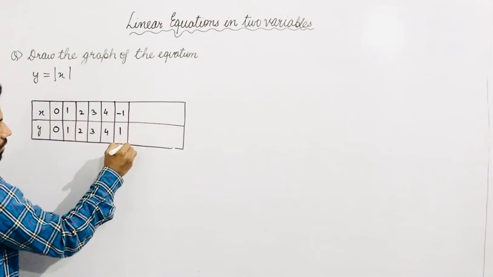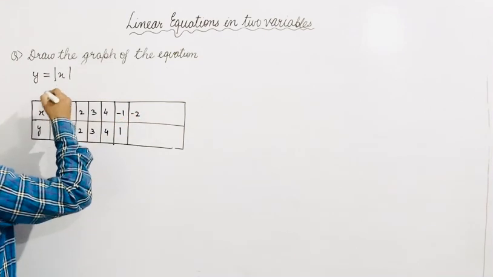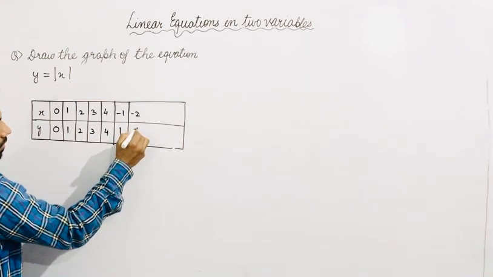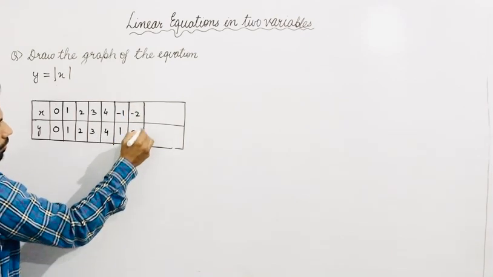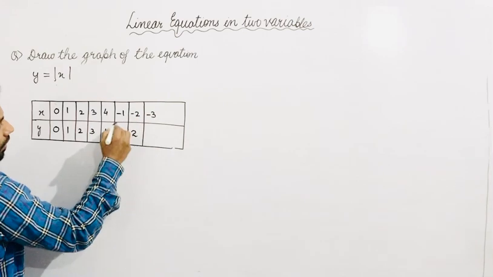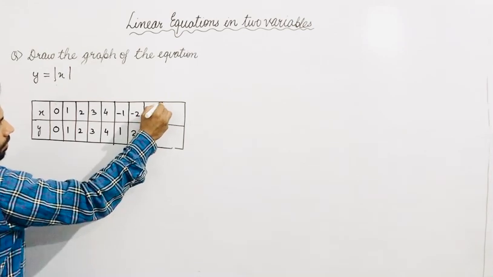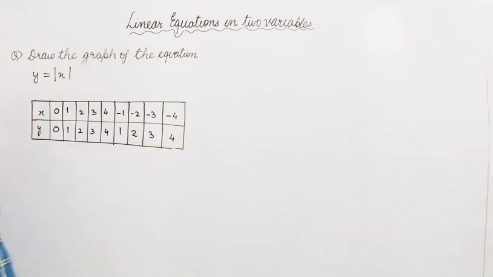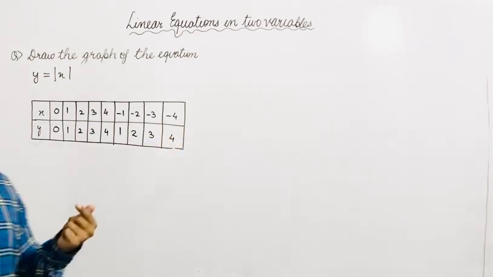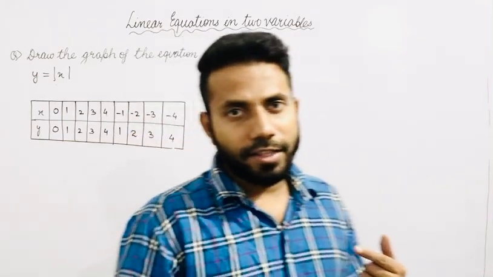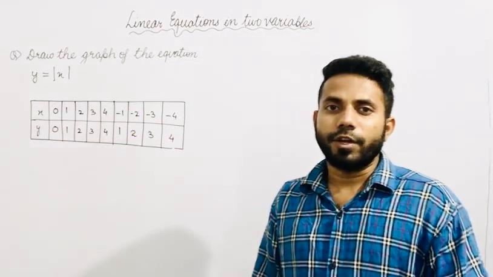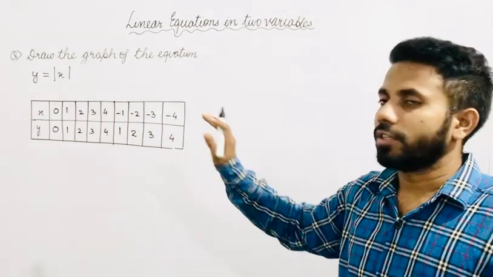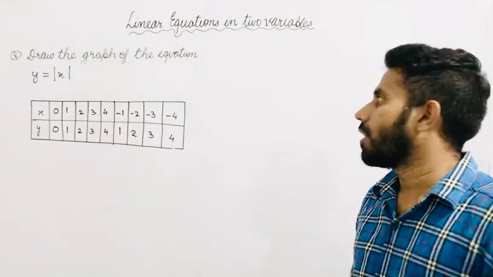When you take x equals minus 2, in the next step, when you remove the modulus, y will also become positive, y equals 2. When you take x equals minus 3, y will become 3. When you take x equals minus 4, y will become 4. So any positive or negative value when kept inside the modulus, in the next step when you remove the modulus or bring it out of the modulus, it becomes positive. Now let us draw the graph of it.